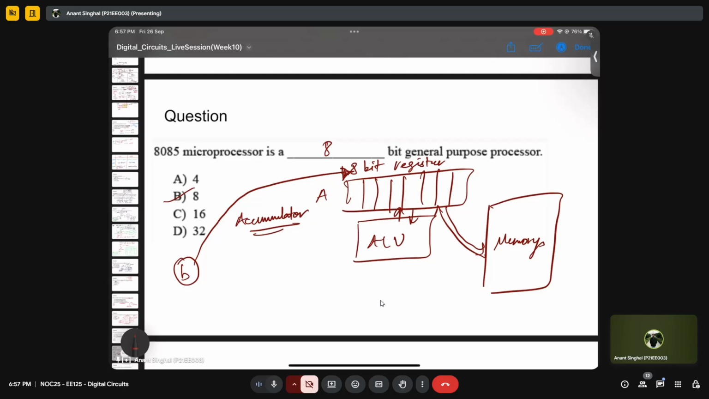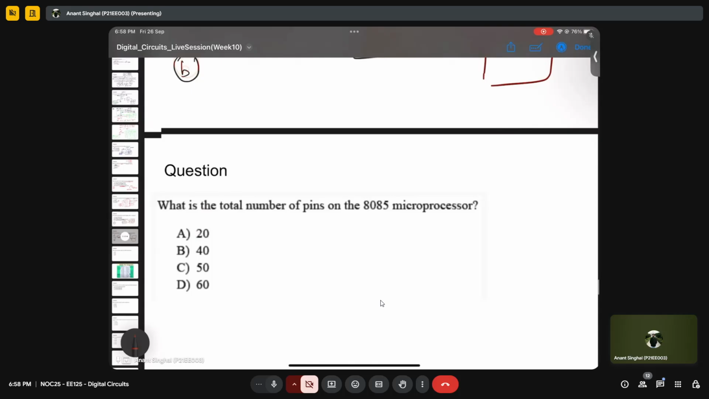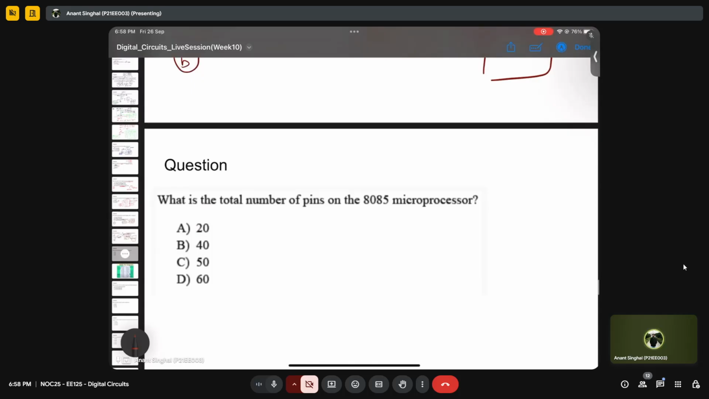I'll explain that using the pin diagram. Maybe just give me a few minutes. There is a pin diagram; I'll explain it in the next problem. Okay sir. So, moving ahead towards the next problem: what is the total number of pins in an 8085 microprocessor? 40. Yeah, so we do have 40 pins in an 8085 microprocessor.